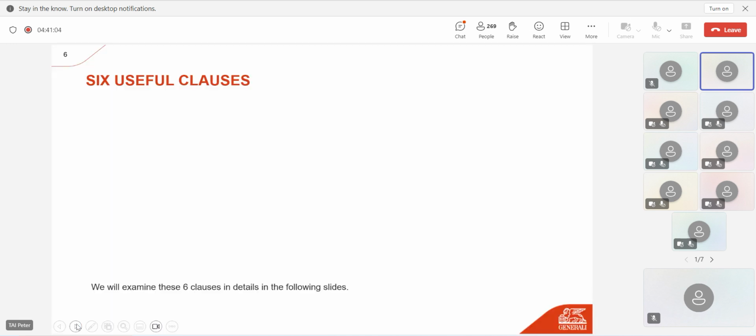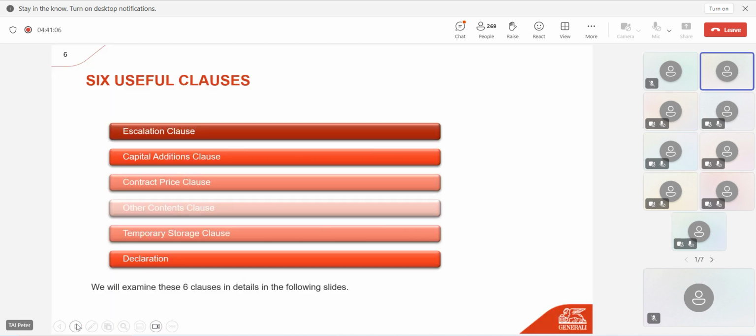Okay, the first one is called escalation clause. Second one is capital addition clause. Third one is contract price clause, then other contents clause, temporary storage clause, and also a declaration clause. Okay, declaration policy. All right. So basically, we go through one by one, then we can understand more.